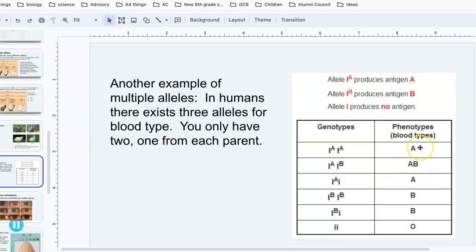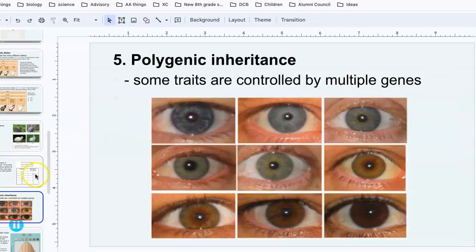There are two ways to have A: A with the recessive O, or A with two A's. There's only one way to get AB, where you have one A and one B. With B, just like A, there are two ways to get B: two B's, or B plus the recessive O, which is really just the lack of this antigen. But there's only one way to have O blood type. So this is another example of a multiple allele situation, which depends on what you're producing.